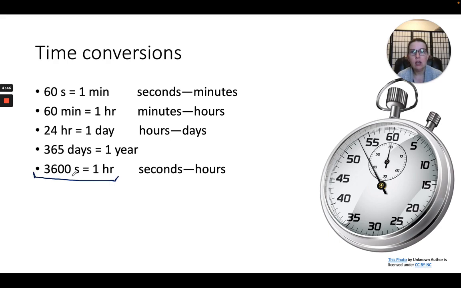seconds into hours. You could do 2 steps. You could do 60 seconds is 1 minute and 60 minutes is 1 hour. But this is a really nice shortcut. It'll make your life easier. So again, I want you to memorize these time conversion factors. And conversion factors are relationships between units that are equal to each other.